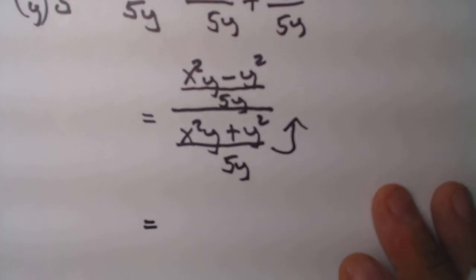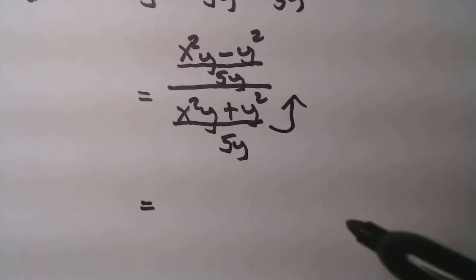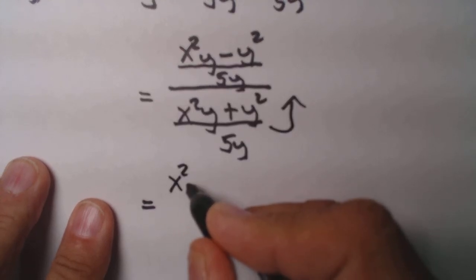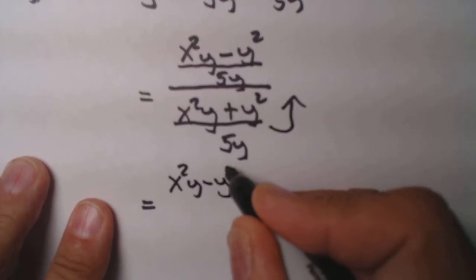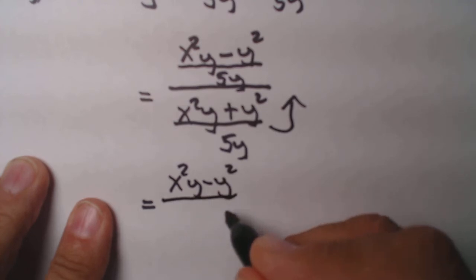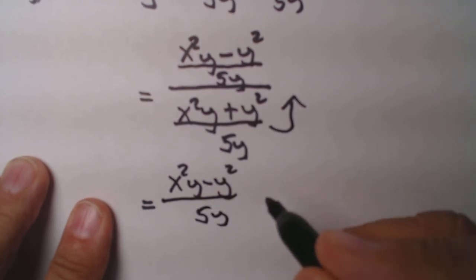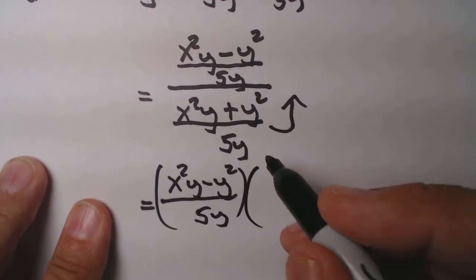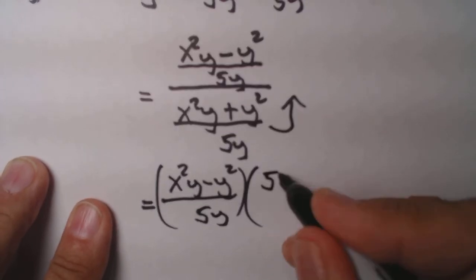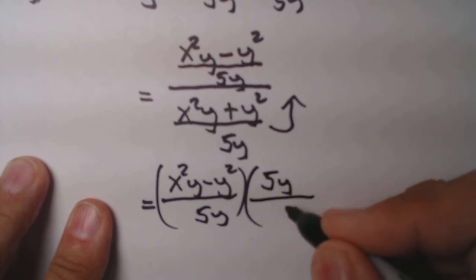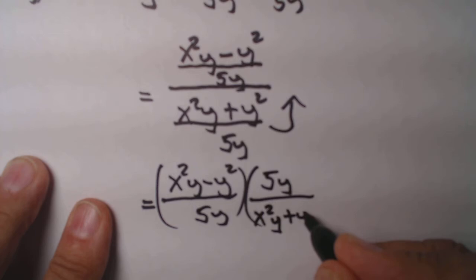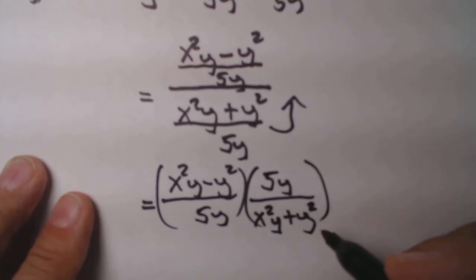Let's work this upstairs guy. Here it comes. So what we've got is x squared y minus y squared all over 5y. Now we're going to multiply this whole guy by the reciprocal of this. Make sure, of course, that you reciprocate it. Here we go. So x squared y plus y squared. Okay, so here it is.